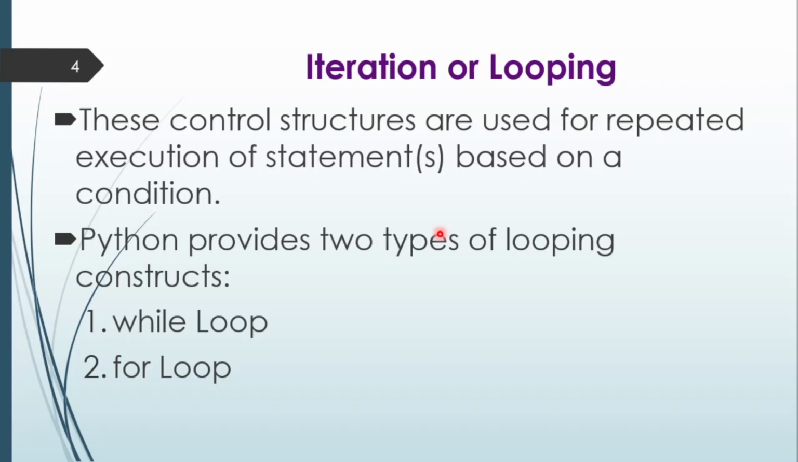Let us look at what is an iteration statement. These control structures are used for repeated execution of a set of statements based on a condition. So there will be a Boolean condition evaluating, and the set of statements will be repeated again and again until the given condition is true. There are two types of looping constructs in Python, while loop and for loop. In this video, we are going to discuss while loop in Python.